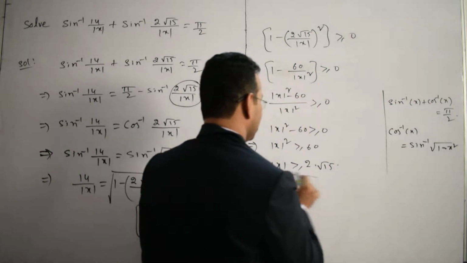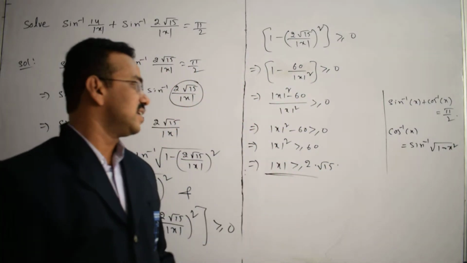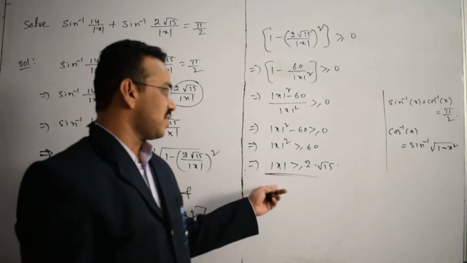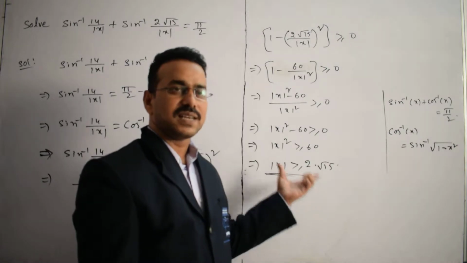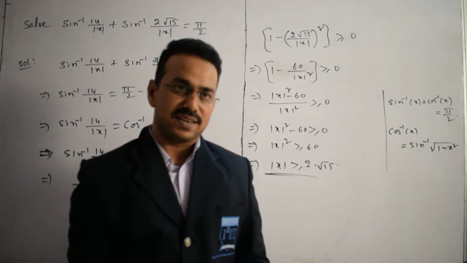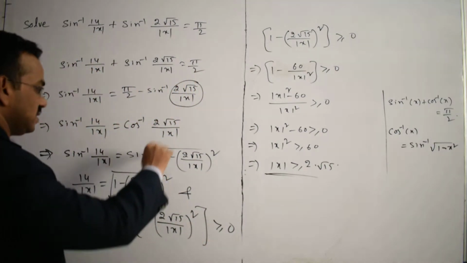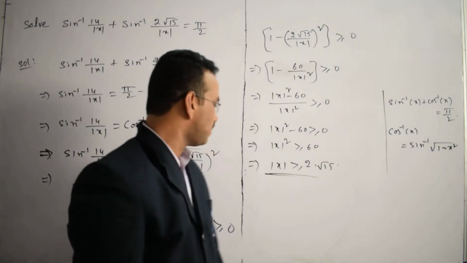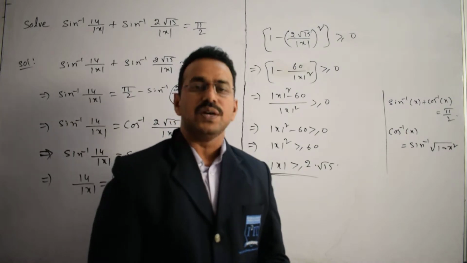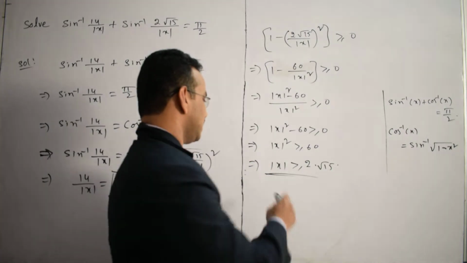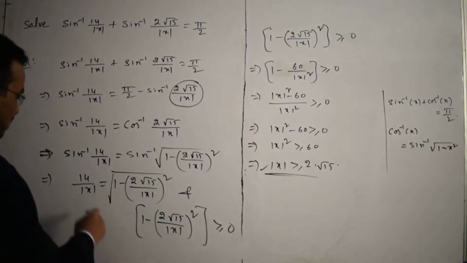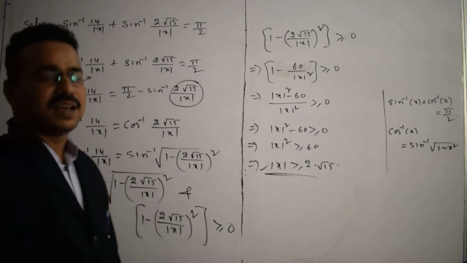So this is the constraint on mod x. At the same time, you can write x greater than or equal to plus or minus 2 root 15. So this is the set of values of x which should satisfy the given equation; only these values can satisfy it. Why? There is a reason. There is a square root of 1 minus (2 root 15 by mod x) whole square. So it exists when mod x is greater than or equal to 2 root 15. So we decide the constraints on the values of x, and then we will go see further. In the next step we will solve for the x values.